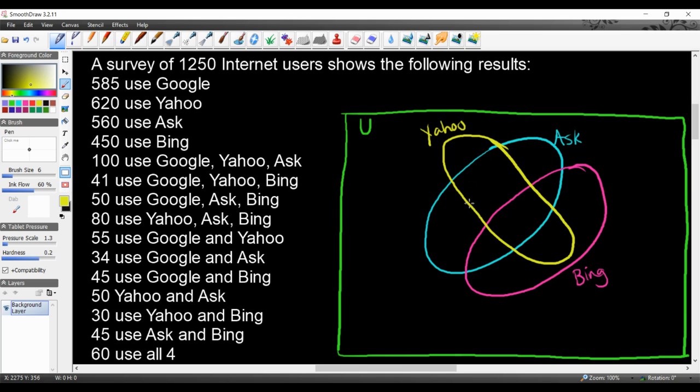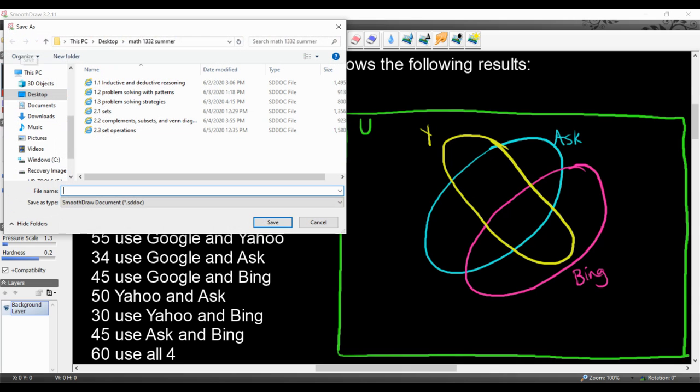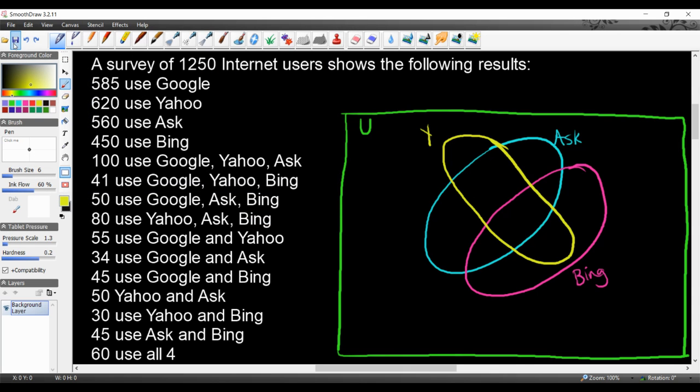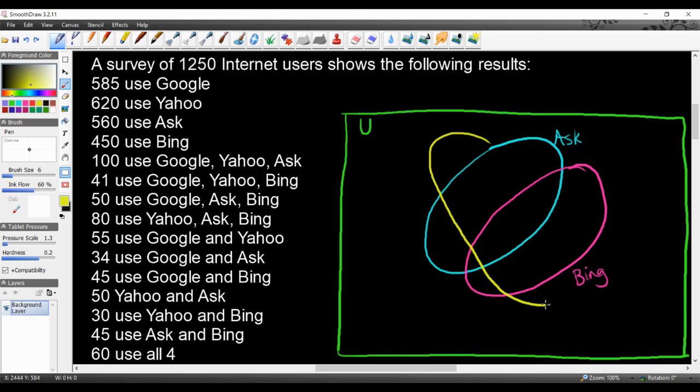Make sure I did it right. Oh, actually, let me see. 2, 3, 4. Actually, I got to make it a little bit wider. Still not quite. Yeah, so just drawing the picture is going to be a little bit challenging for this one, but you'll get it. I mean, it took me a while. Let me just make sure. And this was Yahoo.